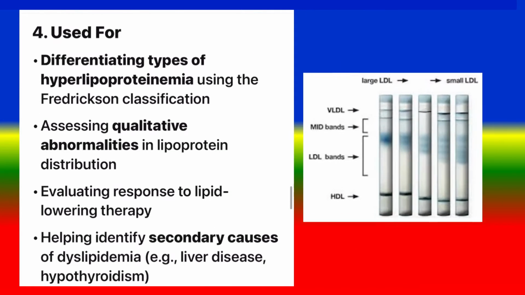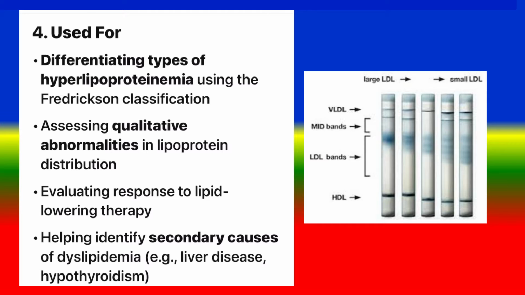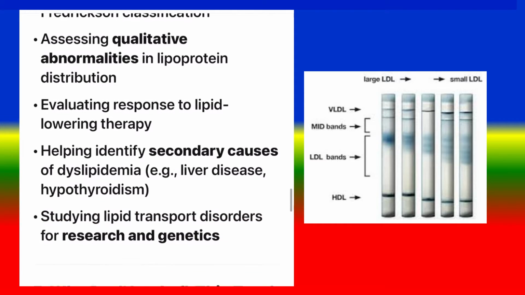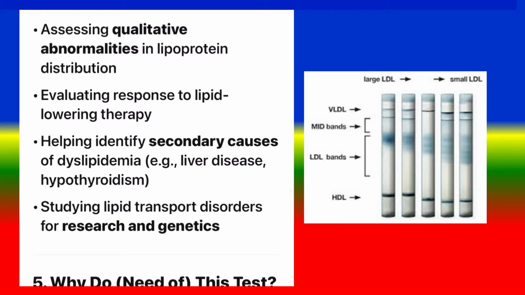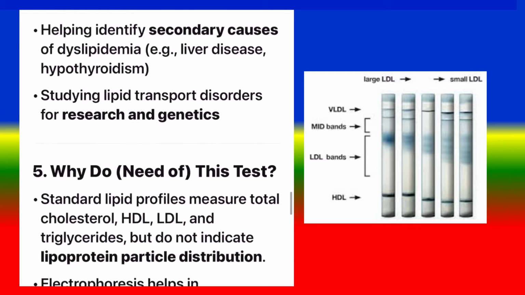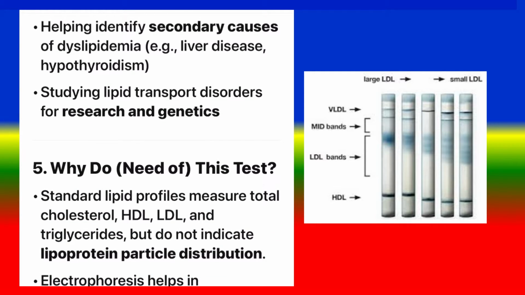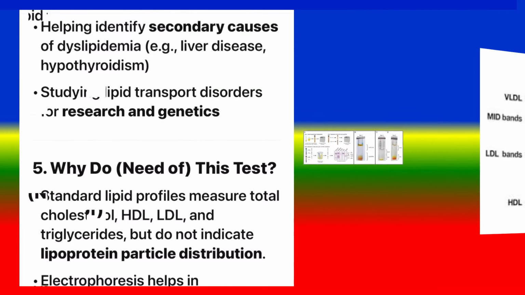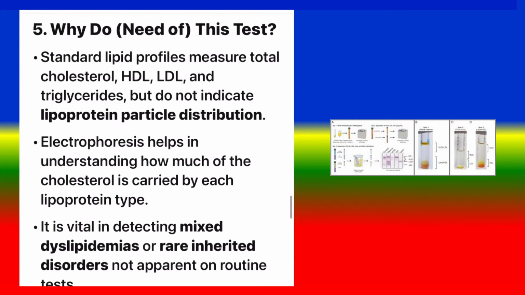4. Uses. It is used for differentiating types of hyperlipoproteinemia using the Fredrickson classification, assessing qualitative abnormalities in lipoprotein distribution, evaluating response to lipid-lowering therapy, helping identify secondary causes of dyslipidemia, e.g., liver disease, hypothyroidism, studying lipid transport disorders for research and genetics. 5. Why do I need this test?